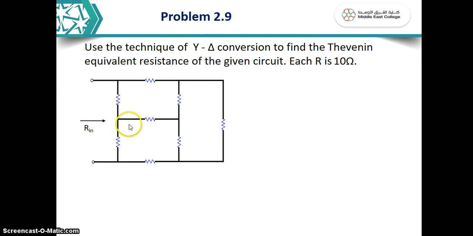Okay. So now we'll see this problem by using Y to delta conversion. Here it is given that each resistance is 10 ohm. So this is 10 ohm, this is 10 ohm, this is 10 ohm, 10 ohm, 10 ohm. All the resistance values are 10 ohm. And you have to use Y to delta conversion.